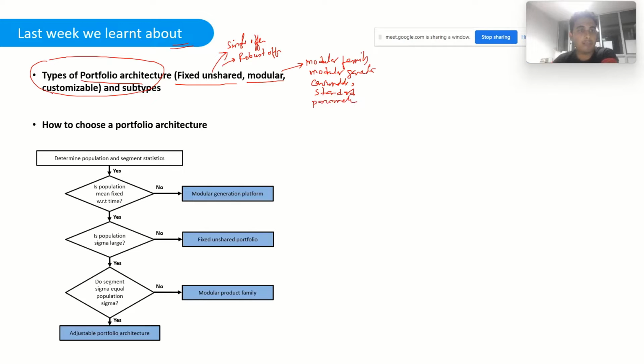Similarly, another type of portfolio architecture is customizable, which also has two subcategories. One is bespoke, which means you are customizing something for the user at the time of manufacturing, and the other type is parametric, where you are designing something that fits different customers. So there is some sort of adjustable parameter which you can adjust at the time of use.